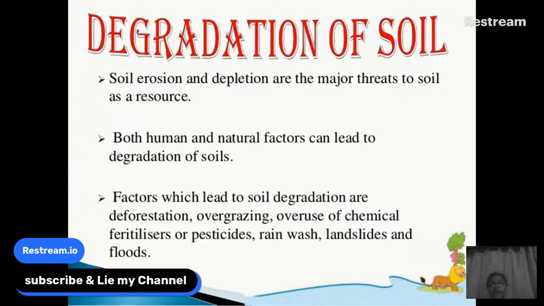Now, both human and natural factors can lead to degradation of soils, and factors which lead to soil degradation are deforestation, overgrazing, overuse of chemical fertilizers or pesticides, rainwash, and landslides and floods. Now, some of the methods we will discuss today in our class.